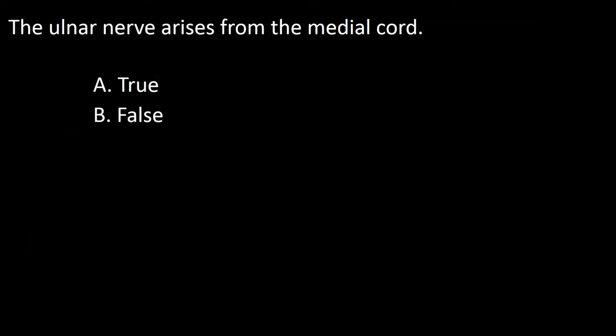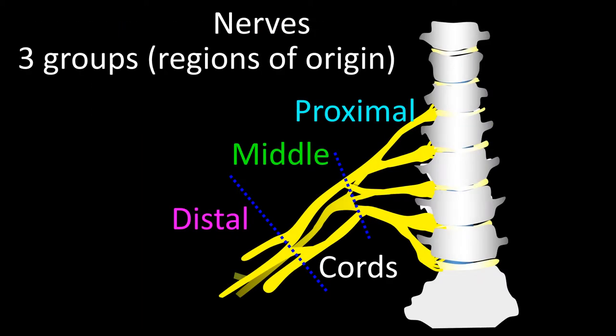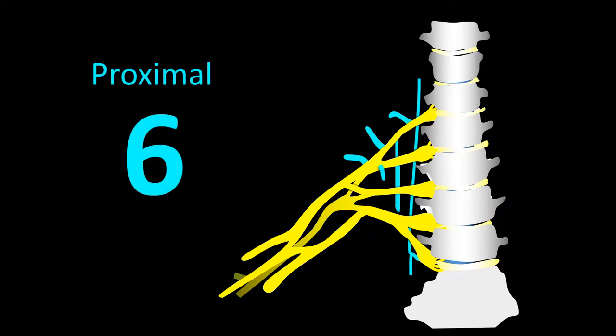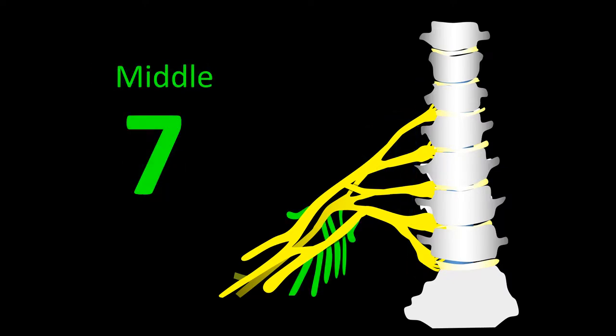The first question is, the ulnar nerve arises from the medial cord. A true, B false. The brachial plexus can be divided in three regions. The cord is taken as the boundary. Above it is the proximal region, below it is the distal region, and the cords are the middle region. Six nerves arise from the proximal region, seven from the middle region.